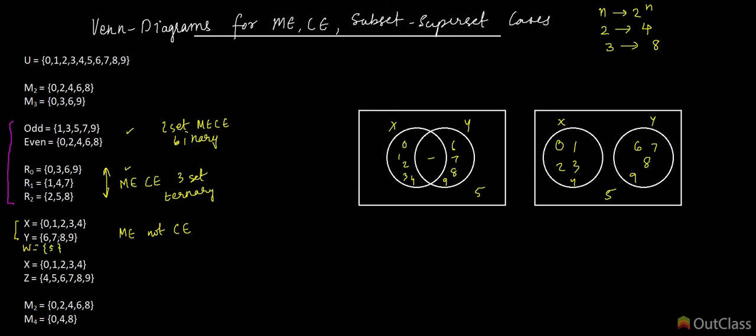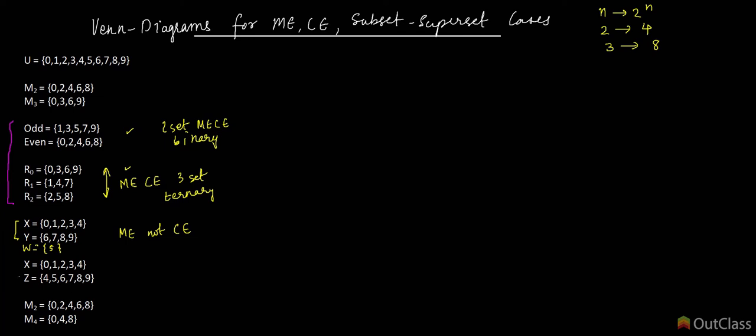Notice that now I have a ternary partition. X and Y were already ME, they were not CE. The part that was missing was 5, and I made a third set with the element 5. Now we have a ternary partition, which is why this diagram looks the same as the previous diagram with R0, R1 and R2.